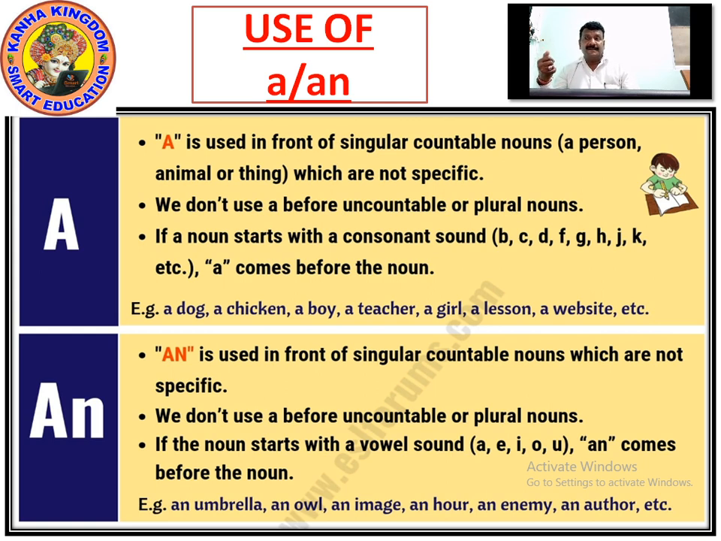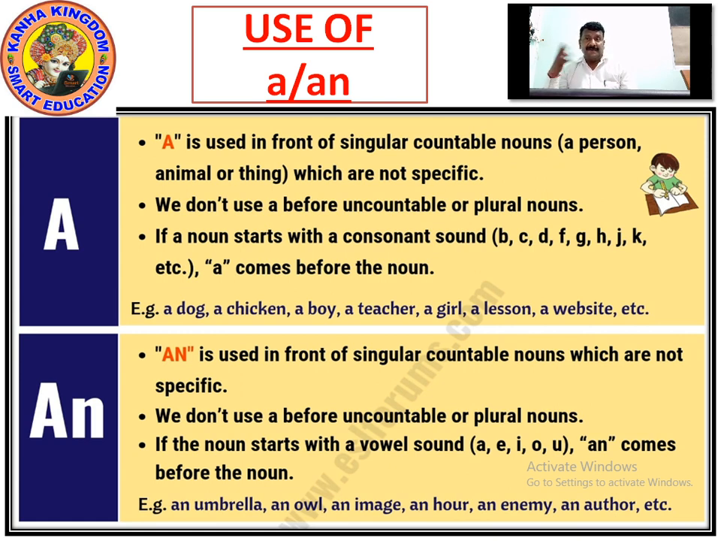Anything that starts with a vowel: A-N-T, ant, an ant. E, elephant, E-L-E-P-H-A-N-T, an elephant. I, image, an image. O, an owl, O-W-L, an owl. U comes umbrella, U-M-B-R-E-L-L-A. If the noun starts with a vowel sound, A, E, I, O, U, an comes before the noun. An umbrella, an owl, an image, an enemy, an author, etc.